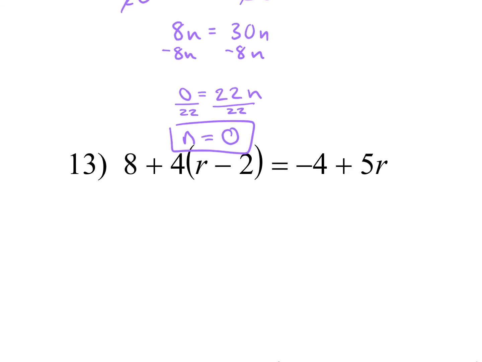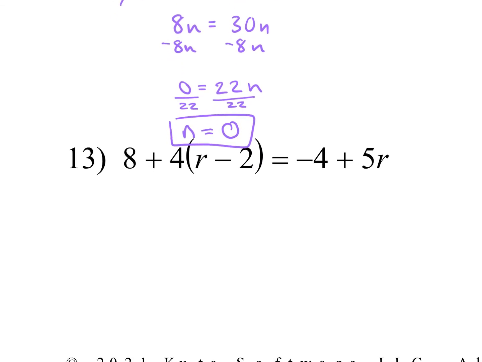Alright, let's do 13. What should I do first? Distribute. So I have 8 plus 4r. What is negative 2 times 4? Negative 8. It's equal to negative 4 plus 5r.